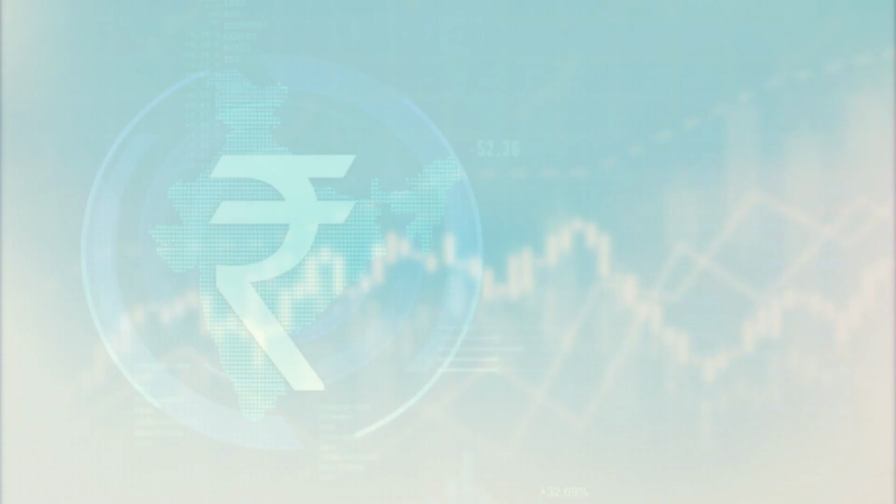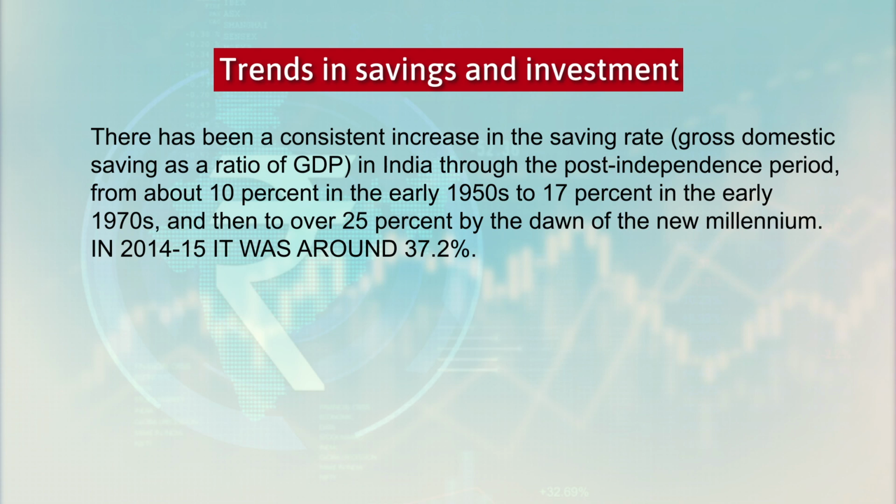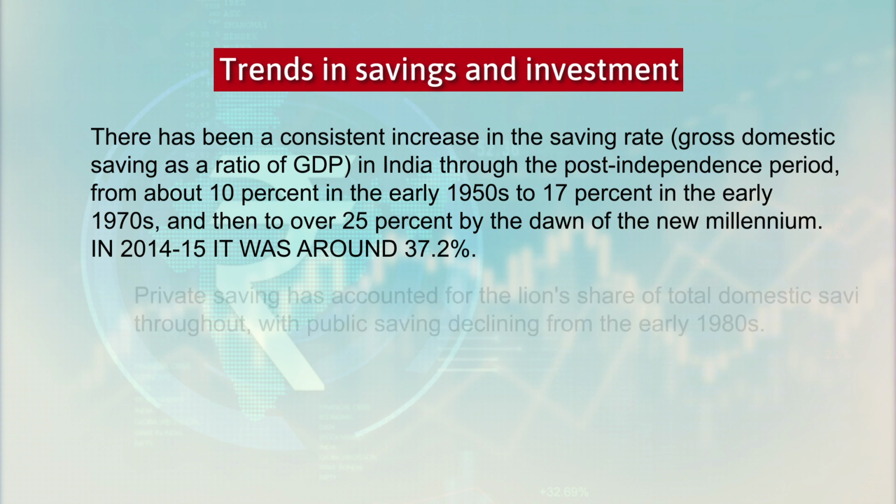If we look at the trends in the savings and investment in the Indian economy, we find that there has been a consistent increase in the savings rate. Basically, the gross domestic savings as a ratio of GDP throughout the post-independence period. So, in the early 1950s, it was around 10%. It increased to 17% in the early 1970s. And then, during 2000, it was around 25%. And in 2014-15, it was around 37.2%. So, we can say that there has been a consistent increase in the gross domestic savings rate of the Indian economy as a proportion of GDP.